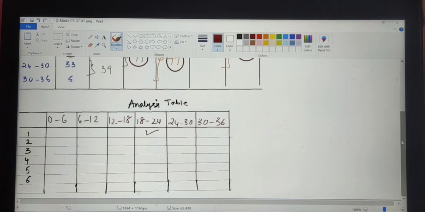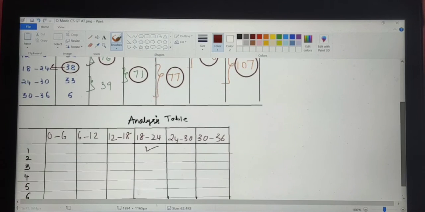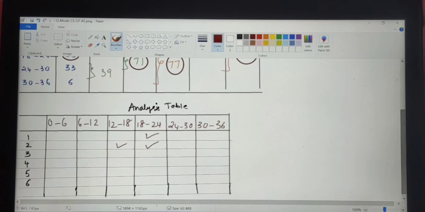In the second column, the highest value is 76, which we got by adding 36 and 38. So the corresponding classes are 12 to 18 and 18 to 24. Let me put a tick mark there. Now let's go back to column 3. 71 is the highest value, which we got by adding 38 and 33. So the corresponding classes are 18 to 24 and 24 to 30. Let's put a tick mark.